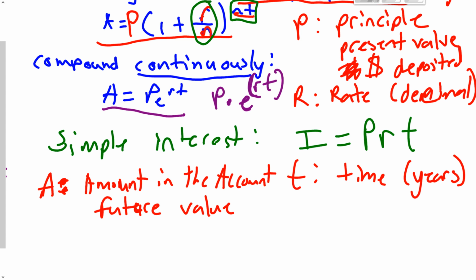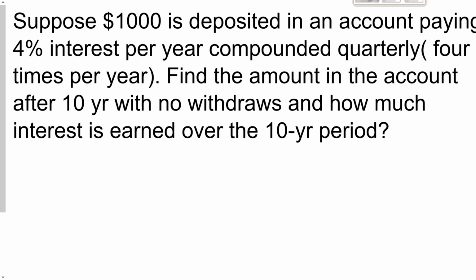All right, let's do a few examples here. If you deposited $1,000 into an account paying 4% interest, compounded quarterly, 4 times per year, find the amount in the account after 10 years with no withdrawals. Then after we find that, we want to find how much interest is collected. The interest collected would just be how much we deposited versus how much we got at the end. If we subtract those, that would be the amount of interest.